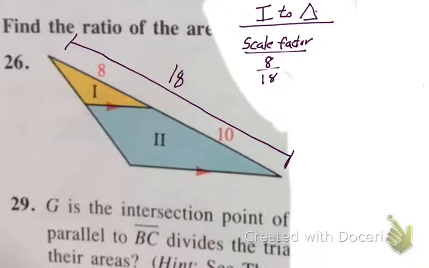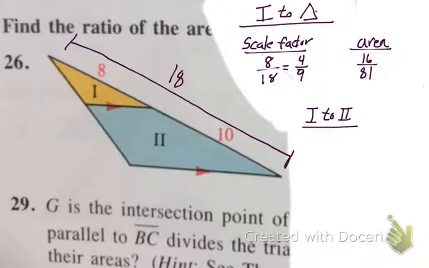So then I go to my area. Well, let's just simplify this real quick. So this would be 4 over 9. I want to get my area ratio. My area ratio is achieved by squaring the top and bottom, so that'd be 16 over 81. But that's the area from 1 to the total triangle. I want 1 to 2.